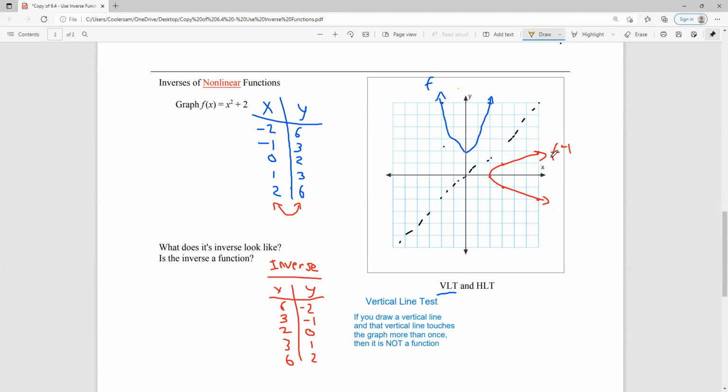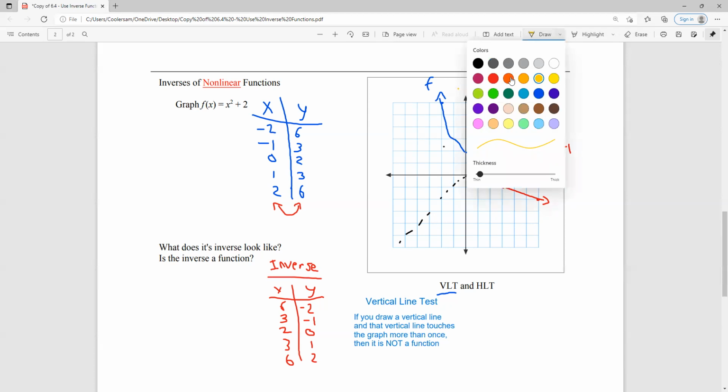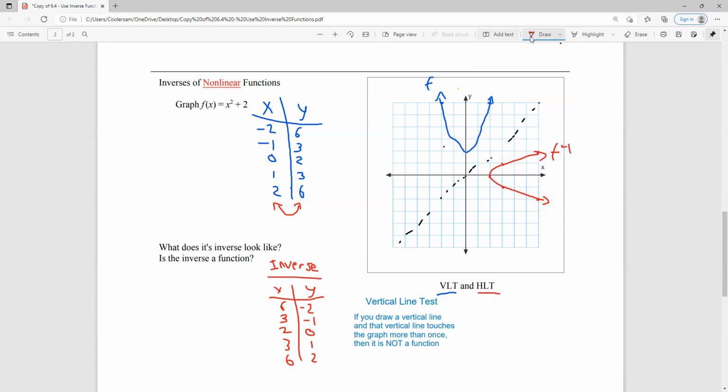Okay, so that's the vertical line test. Now the horizontal line test tells us whether the inverse is going to be a function without even having to graph the inverse. So let's write this out. We'll do this in red. So that's the horizontal line test.